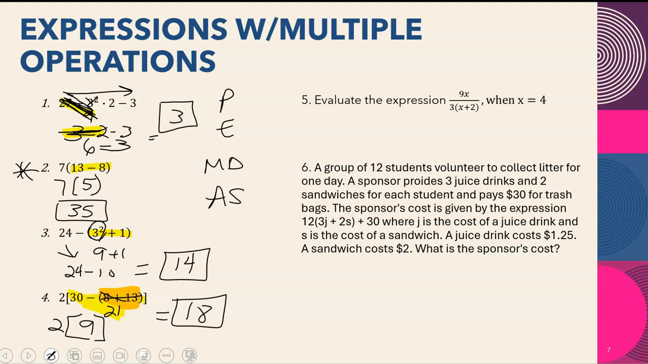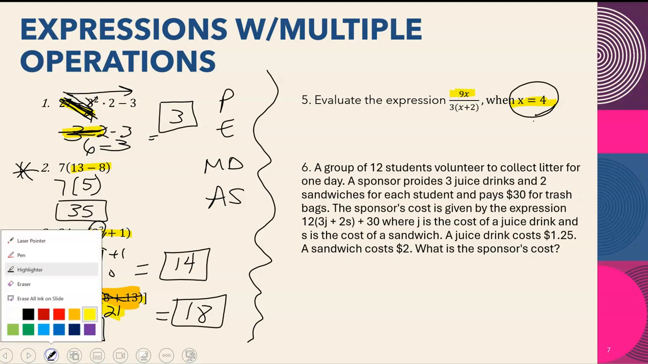All right. Now that we got the hang of it using values, let's talk about variables and practice that substitution once more. Okay. So in number 5, it asks us to evaluate the expression 9x over 3 times the quantity x plus 2 when x equals 4. Okay. Substitute. Everywhere we see x, we're going to put in that lovely 4, keeping in mind all the operations that are already there. We cannot get rid of those. Here's what I mean by that.